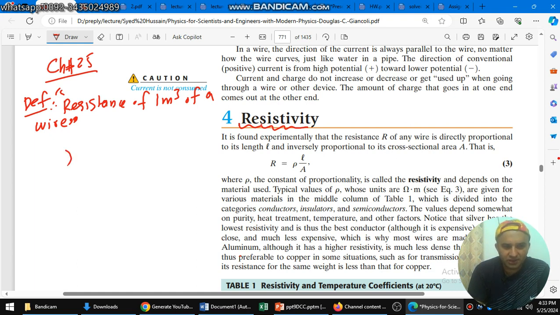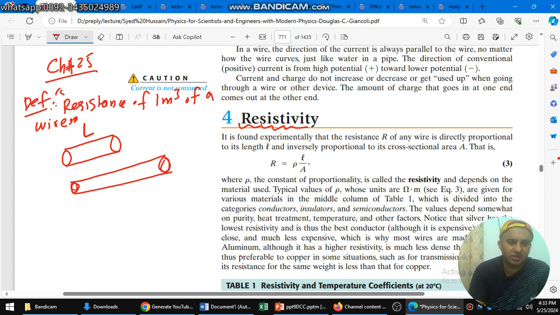Okay, so in order to find the resistivity, first I have to explain this. For example, if we have any conductor, any material, it has length L. If we increase the length, the resistance also increases. If we increase the length to 2L, the resistance also increases to 2 times, 2R.